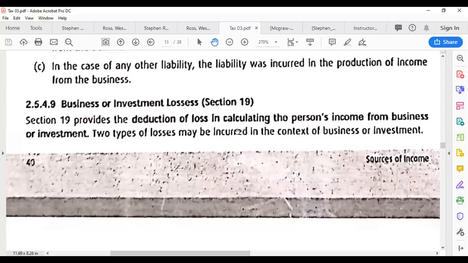There are many different sources of income, and business income is one of them. If you face a loss on that business, then you can deduct that loss as an expense, right? So section 19 provides the deduction of loss in calculating the person's income from business or investment. It may be a business loss or an investment loss. Two types of losses may be incurred in the context of business investment. There are two types of losses.